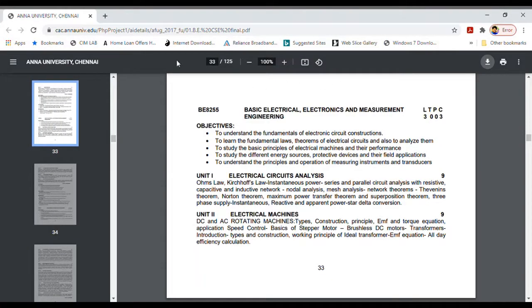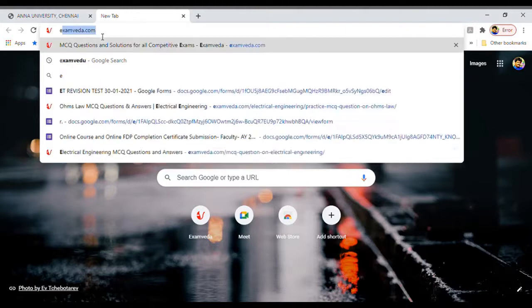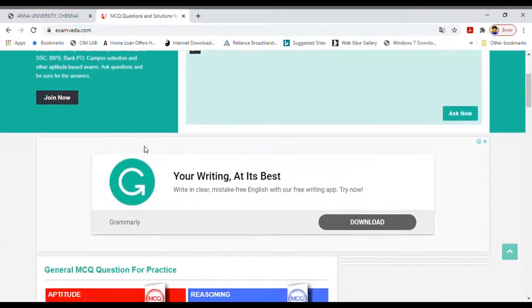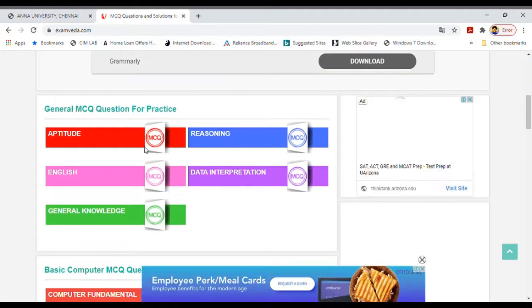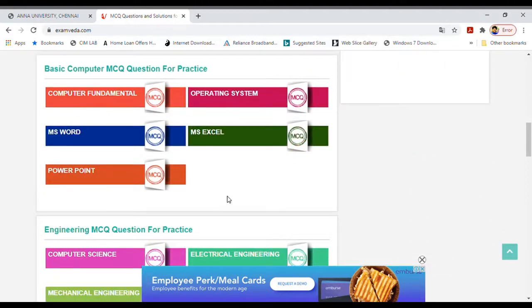Now, on how to study this Ohm's law topic, I suggest the web page examveda.com, where a lot of MCQ questions are given subject-wise. There are general MCQs for practicing, which you can refer to in future for your placement activities.